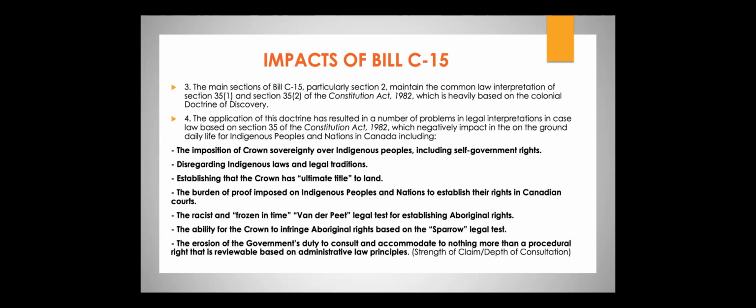And also, it maintains the ability of the Crown to infringe Aboriginal rights based on the Sparrow legal test. And Sparrow, again, was a fishing case in BC, the first case interpreting Section 35 in 1990. It had to do with a Musqueam fisherman saying he had a Section 35 right to use a net bigger than the Department of Fisheries and Oceans regulations allowed.